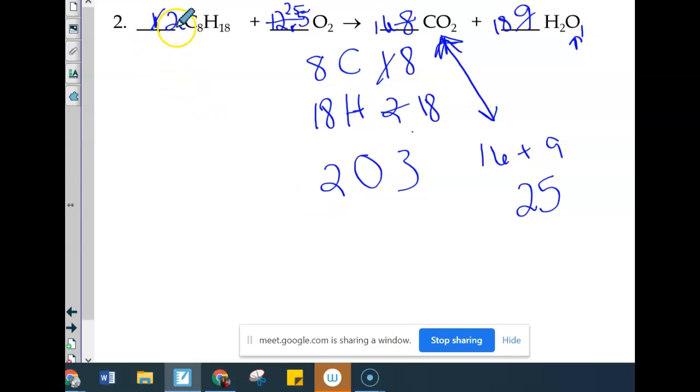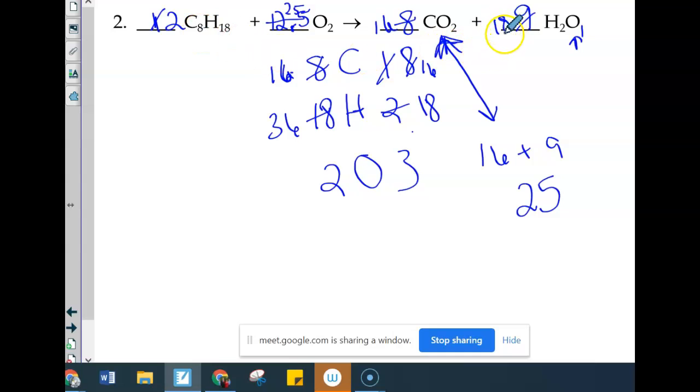All right, and now we're going to go through and double check our math. So now I recheck my math. I see that 2 times 8 gives me 16 carbons. And then on the other side, 16 times 1 gives me 16 carbons. For hydrogen, 18 times 2 is 36. Or 2 times 18 is 36.